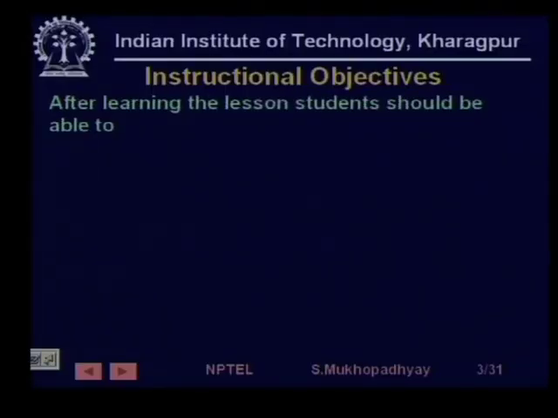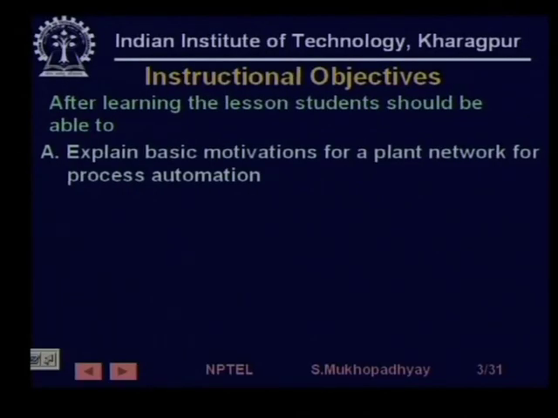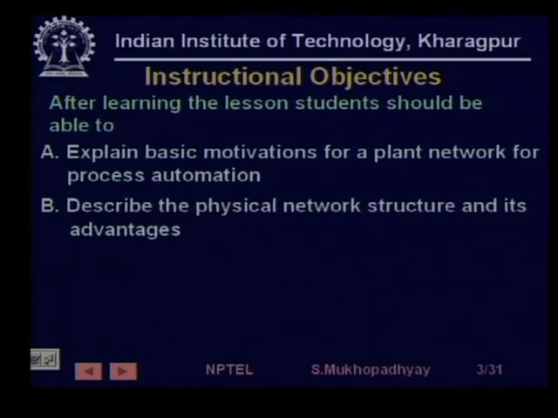So, we start with the instructional objectives. Firstly, the student will be able to explain basic motivations for a plant network, how it actually helps to have a network for process automation. They will describe, in the first part of this lecture, which will be followed in the next lesson, the physical network structure, how the various wires are connected and what kind of advantages it brings in terms of installation, commissioning.